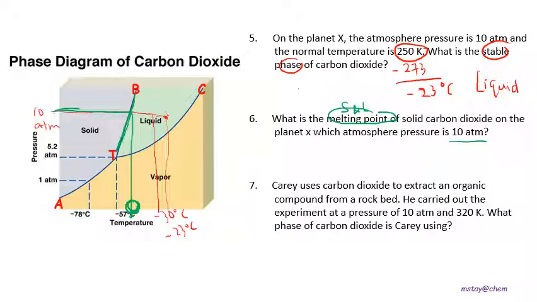Last question. Carey used carbon dioxide to extract an organic compound from a rock bed. He carried out the experiment at 10 atm, 320 Kelvin. Again, we minus 273, and we get 47 degrees Celsius. What is the phase that carbon dioxide is carried using? Again, still at 10 atm, but this time it is 47, so it will be on the left-hand side, continuing going down. So basically, this phase is the gas.